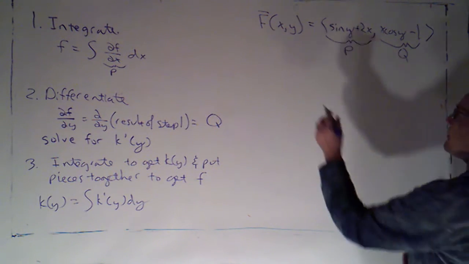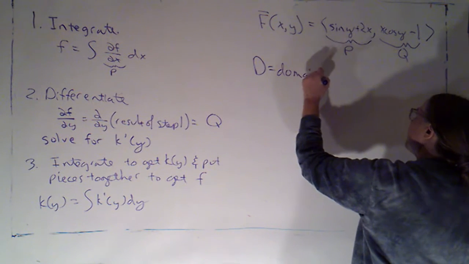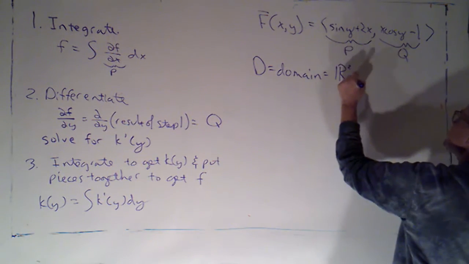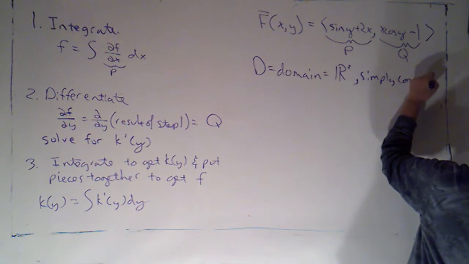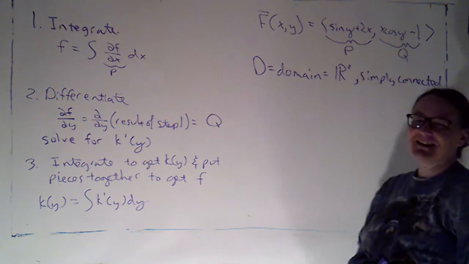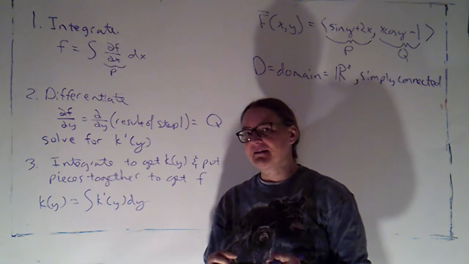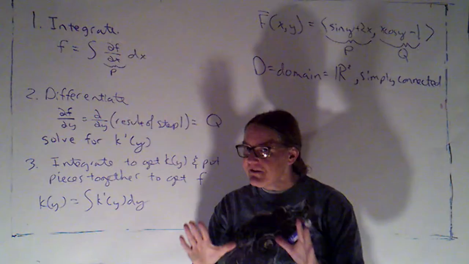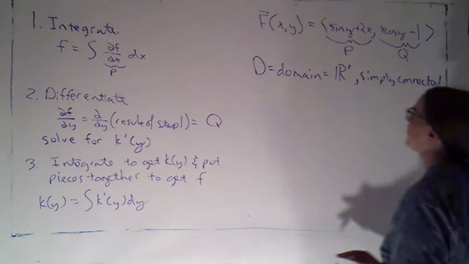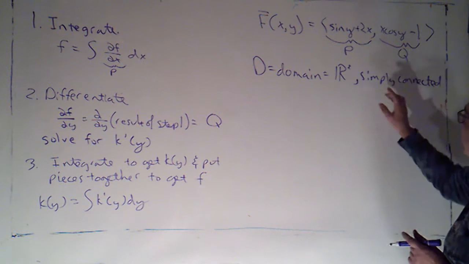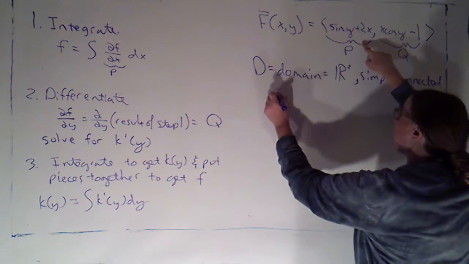Looks like the domain D is all of R2, and that is simply connected. I like to start by pointing out that my region is simply connected because it's so easy to forget to do that. But if the region is not simply connected, we don't know, even if the condition is satisfied, whether it's a conservative vector field.